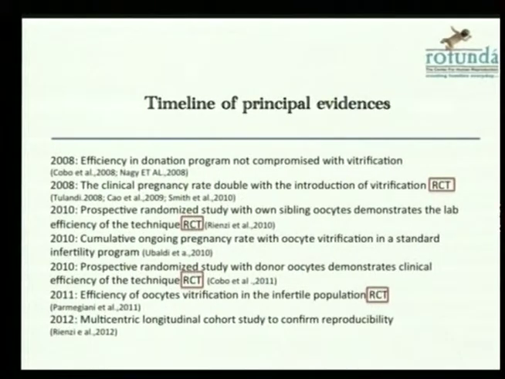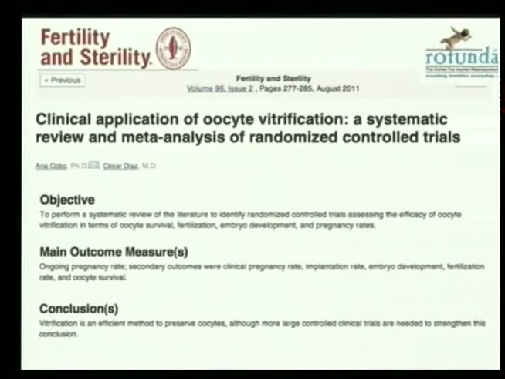ICSI was introduced without randomized controlled trials. Embryo cryopreservation was introduced without randomized controlled trials. But for oocyte cryopreservation, it has been done. And we should really look at these results and we should incorporate these techniques in our laboratories. Now, randomized controlled trials means high level of evidence-based medicine, and if it is a meta-analysis of randomized controlled trials, then you are on the top of a pyramid, very high level of evidence-based medicine.